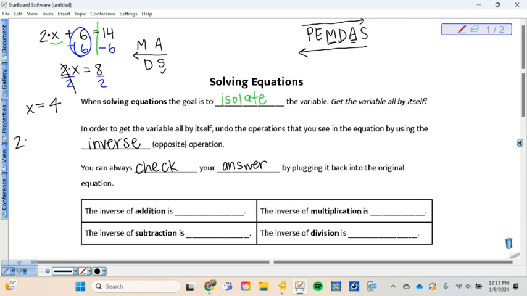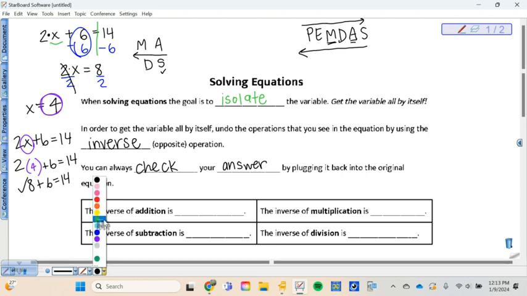So my original equation said 2x plus 6 equals 14. If I want to check to make sure I'm right, I'm going to take the 4 and plug it in for x. So I get 2 times 4 plus 6 equals 14. What's 2 times 4? 8. Is 8 plus 6 14? Yes, it is. So I know that I'm right. I don't have to ask if I'm right. I know I'm right because I just checked myself. So you always have that option.